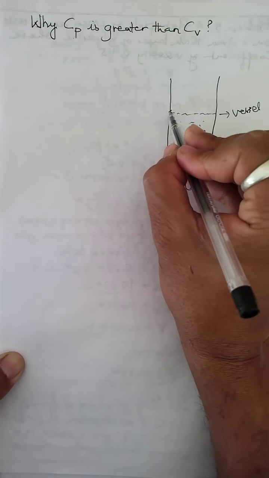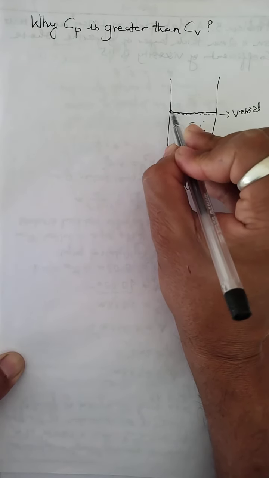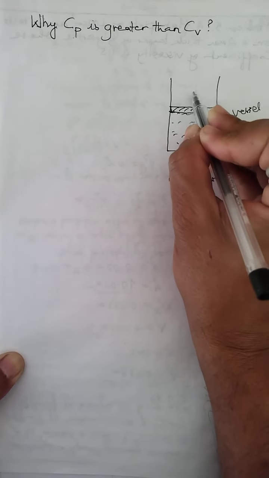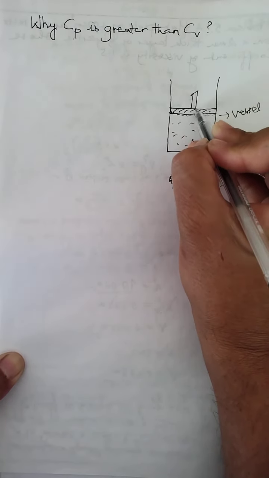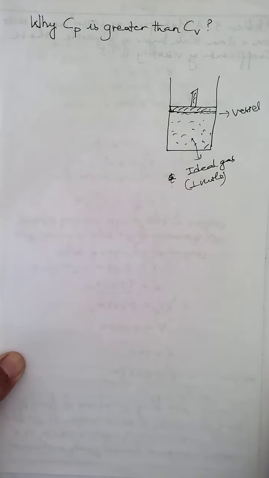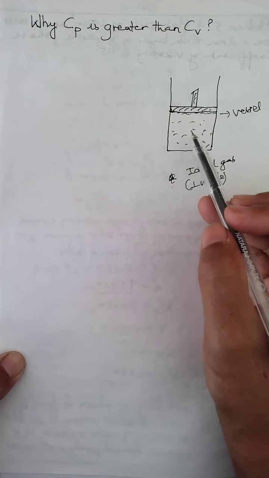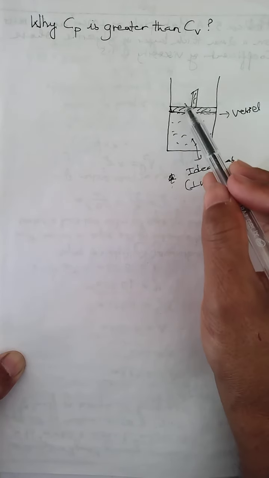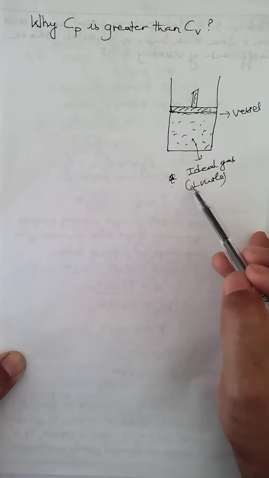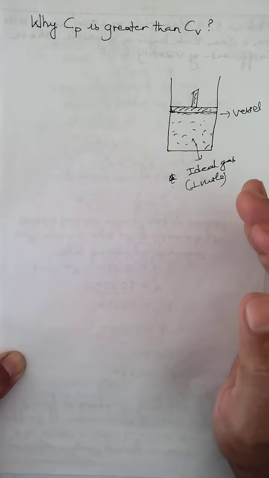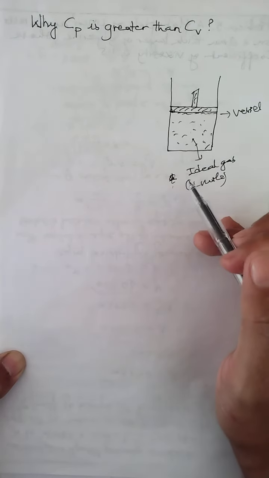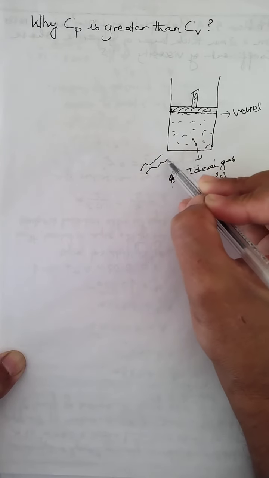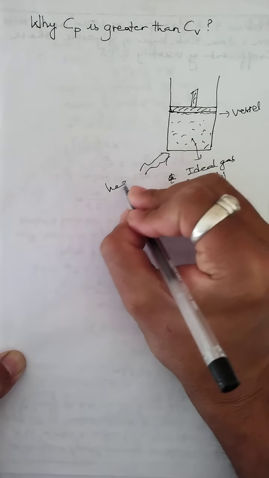Now this gas is fitted with a piston, a movable piston. Okay, this is a movable piston. So suppose 1 mole of ideal gas is fitted with a piston in a vessel. Okay. Now what do I do? We can supply heat to the gas.